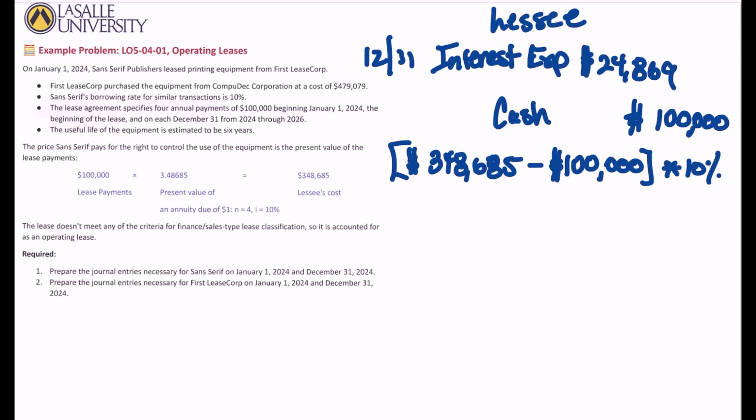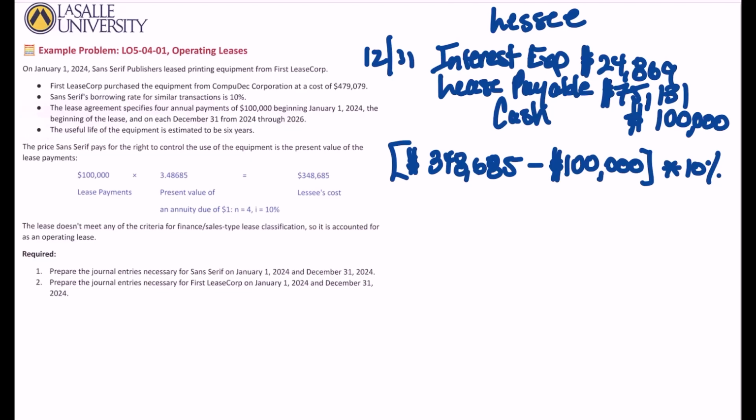And the remaining portion will reduce lease payable. So the difference between the $100,000 payment and the portion of that payment that is interest will be $75,131. That reduces the payable. Okay.